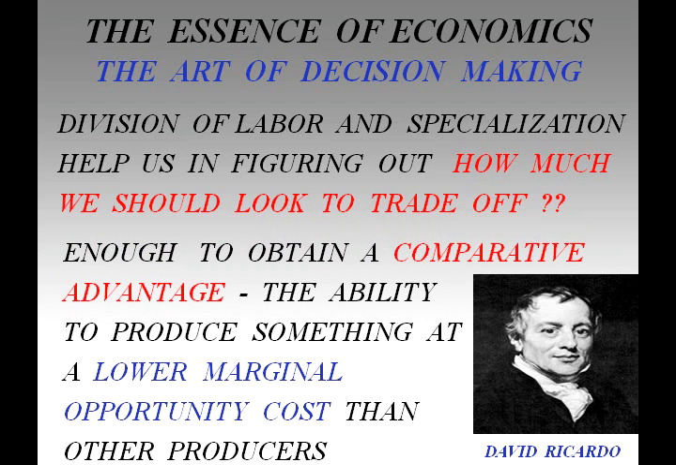David Ricardo said that we should look to trade off enough to obtain what he called a comparative advantage. What he meant is the ability to produce something at a lower marginal opportunity cost than other producers.